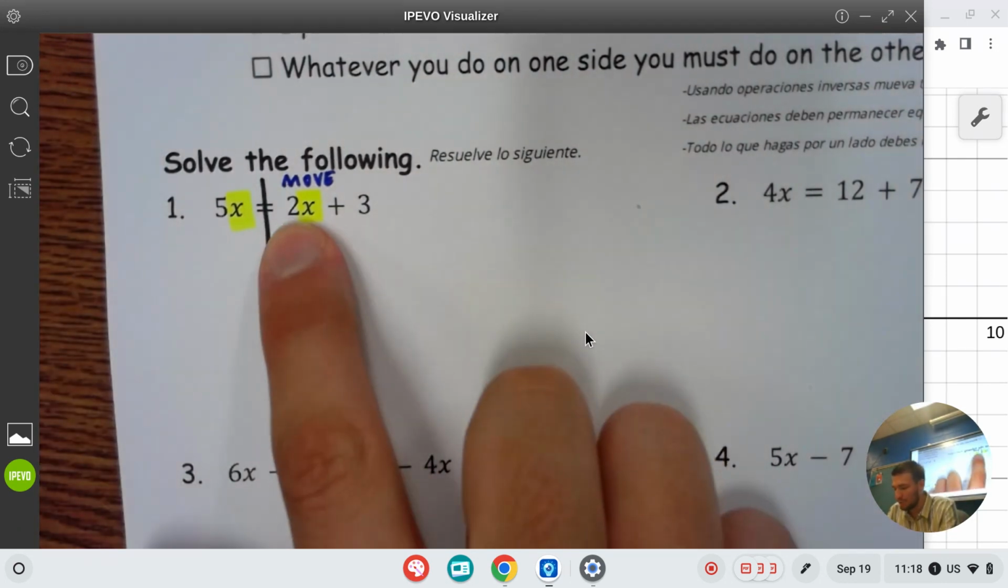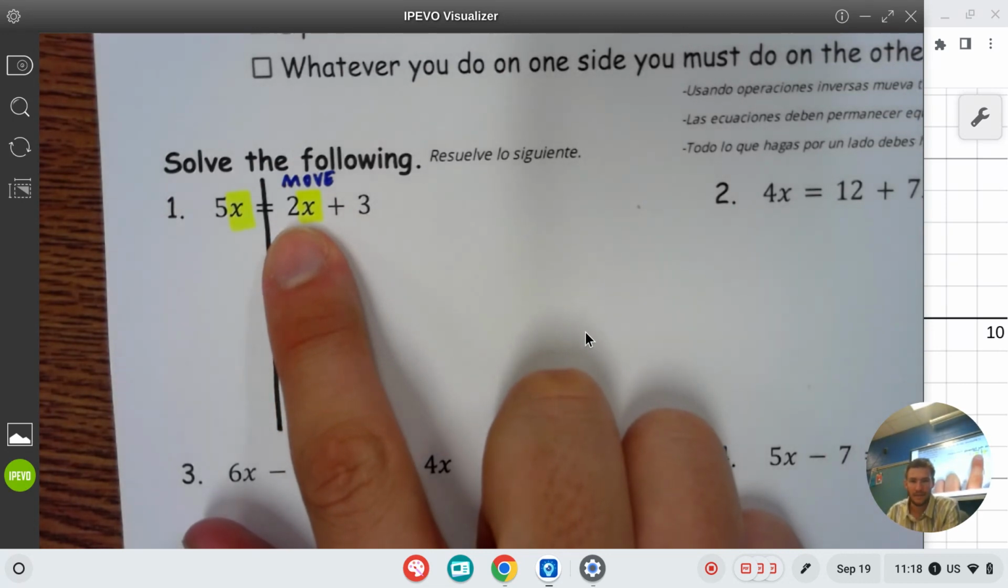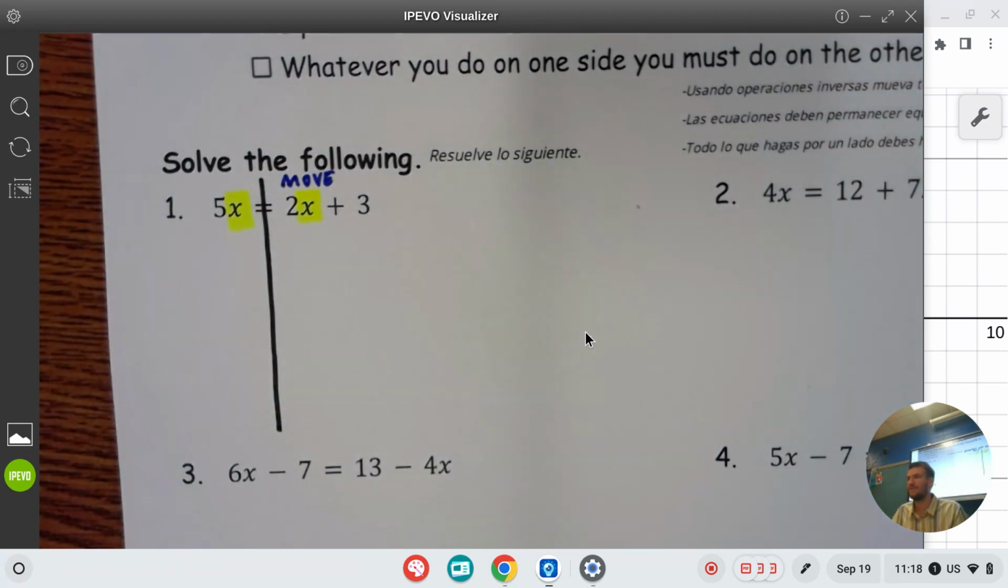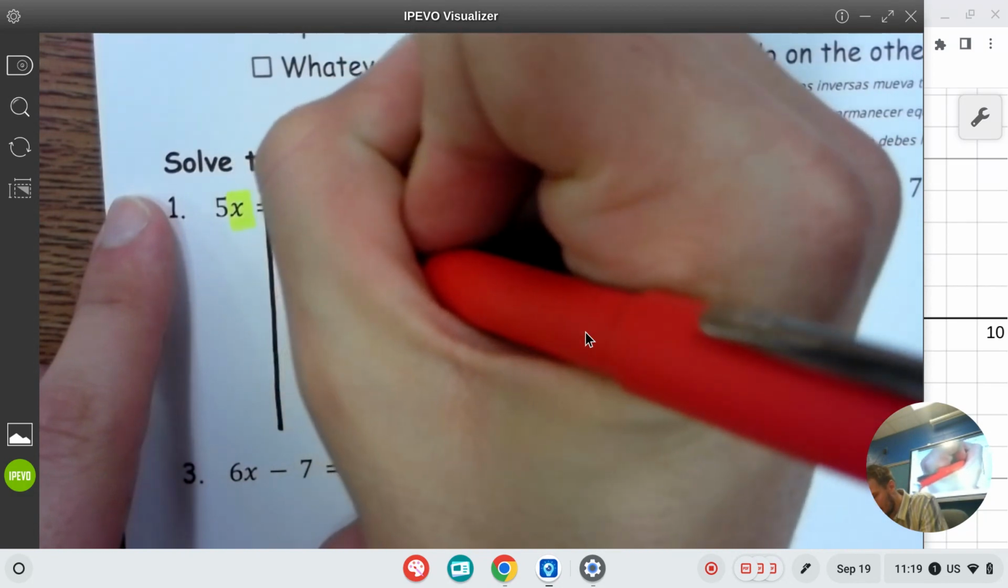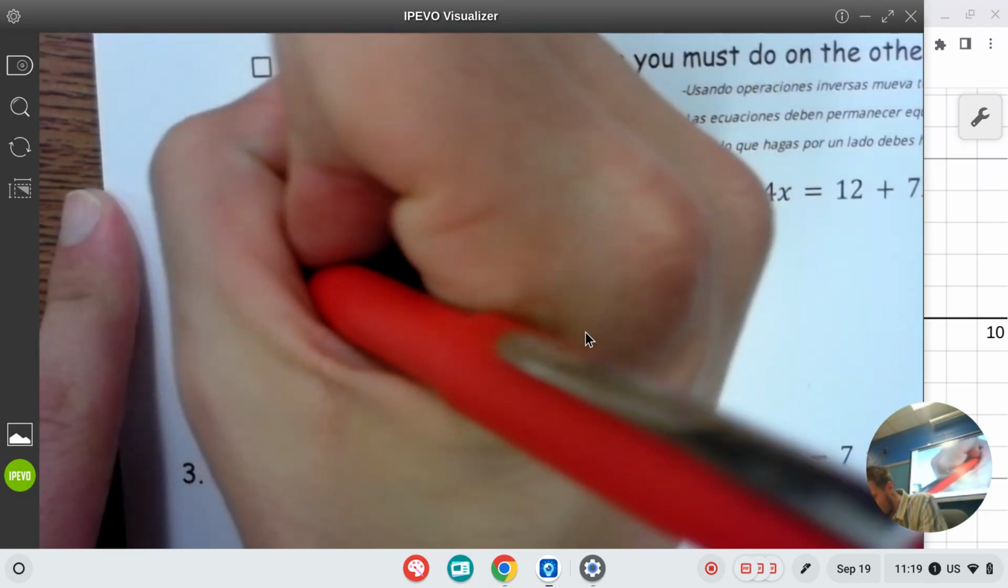Now, if we want to move the 2x, how do we move a 2x? Just like yesterday, just like all year basically, we're going to be moving back and forth using addition and subtraction, and we're going to finish every question with dividing. So we're not dividing until the very end. That means we're going to use subtraction, again, just like yesterday.